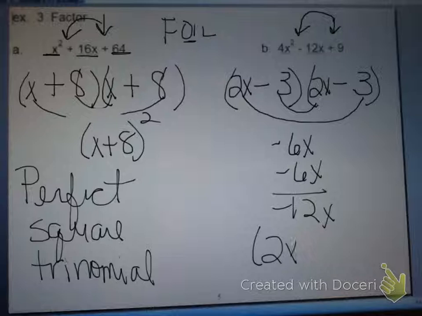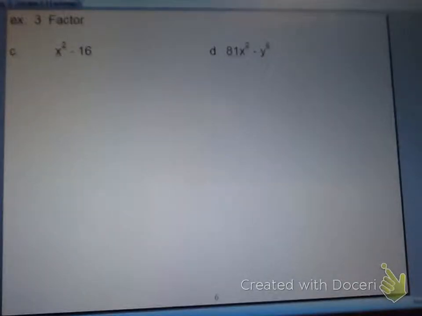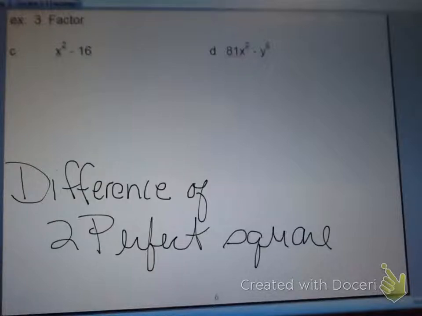You could also see it written like this, (2x minus 3) quantity squared. Example 3C, the middle term is missing. These are special binomials. They are called difference of two perfect squares. They factor into opposite binomials.